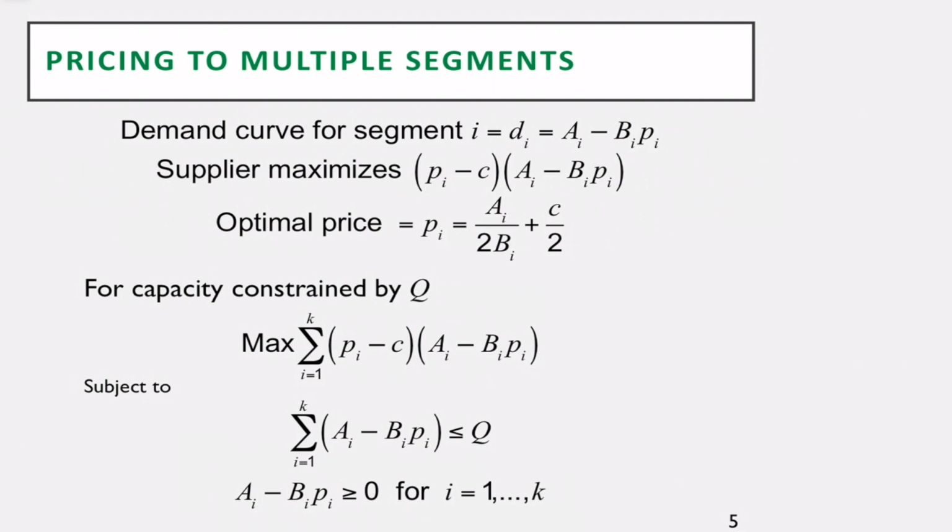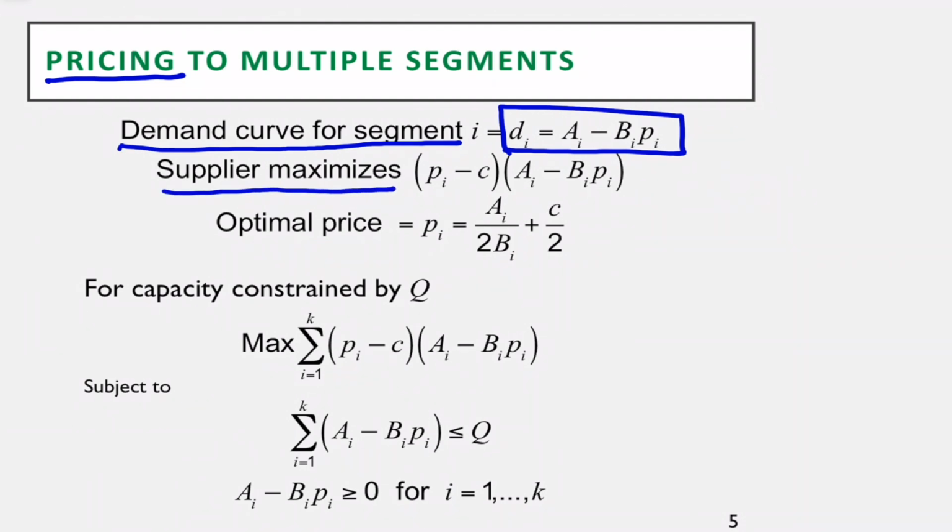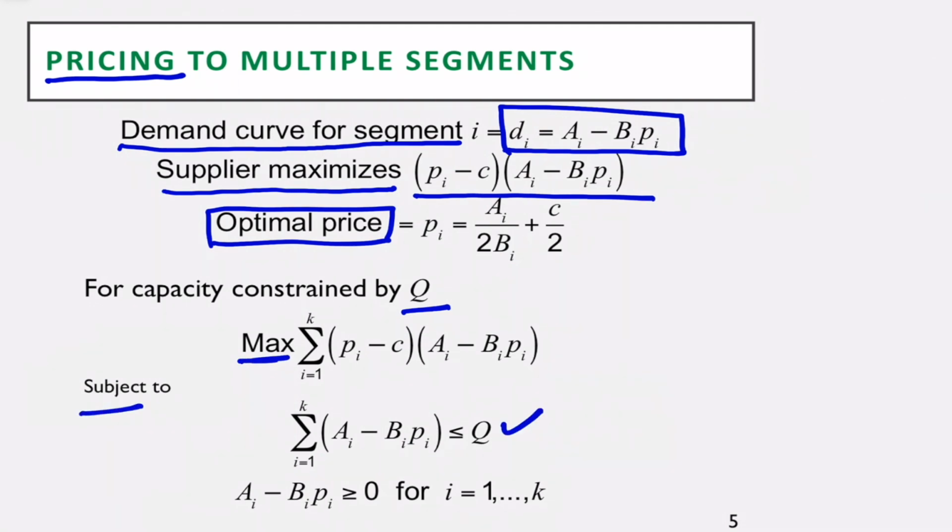So to answer questions regarding what price the company should charge for each segment, we can make use of this formula here. We consider situations where the demand curve for each segment is known and is given by this equation. Basically, to find the right price, the supplier maximizes this equation and it gives us this formula here. But in some situations, we have capacity which is constrained by some number Q. So in those situations, we can maximize this term subject to the constraint that capacity can be a maximum of this amount Q. Let's look at one example.